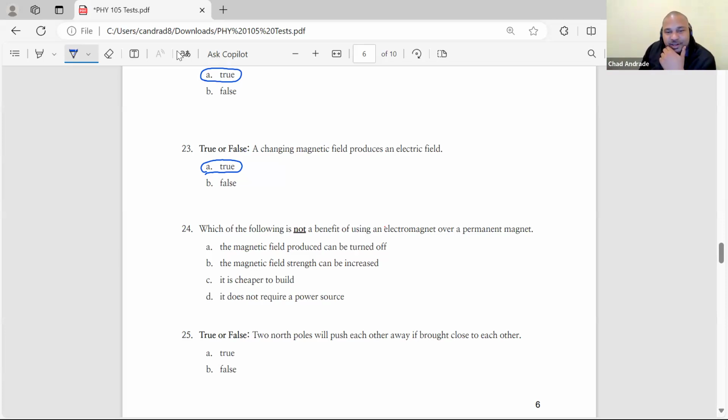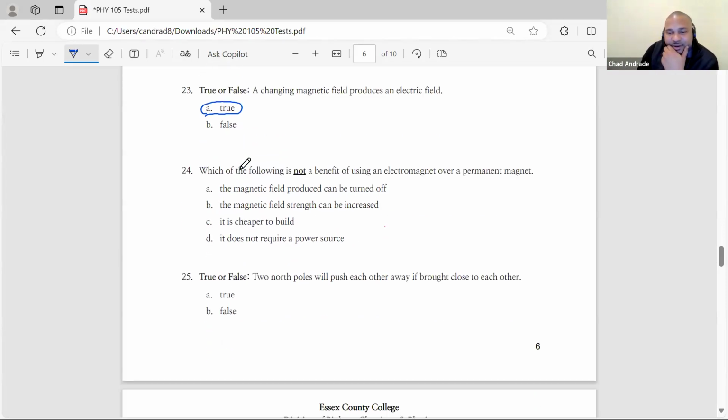Question 24 says, which of the following is not a benefit of an electromagnet over a permanent magnet? A says the magnetic field produced can be turned off. Which of the following is not a benefit, by the way? A is a benefit. The magnetic field can be turned off. That's the benefit. You might want to turn off the field, right? You want this thing to behave as a magnet, and then you don't. You can turn it off.